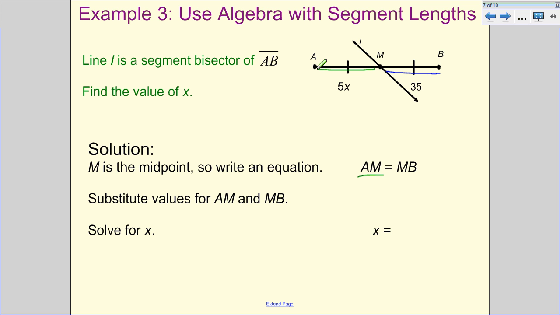We're going to substitute in values for AM. So AM is 5x. MB is 35. And then we're going to solve for x. So this is using our algebra. We divide by 5. We get an x value of 7.